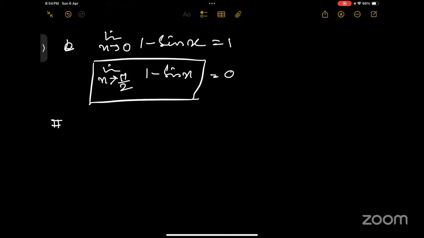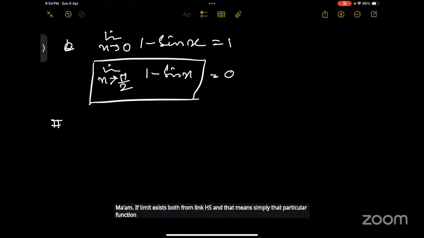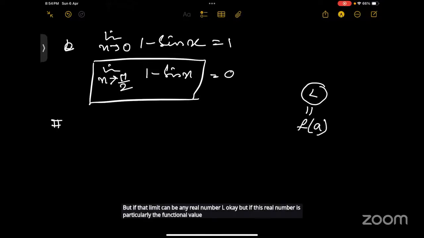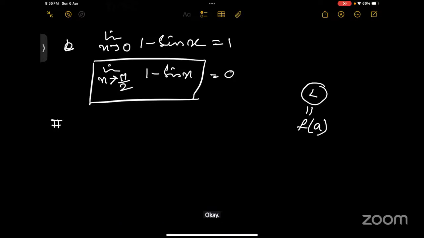Ma'am, if the limit exists from both the left hand side and right hand side, does that mean that particular function is continuous? No, if the limit exists for both the right hand side and left hand side, that means the limit exists at that point. But that limit can be any real number L. If this real number is particularly the functional value of the function at that point a, then we say it is a continuous function.